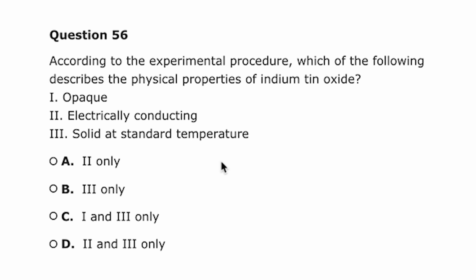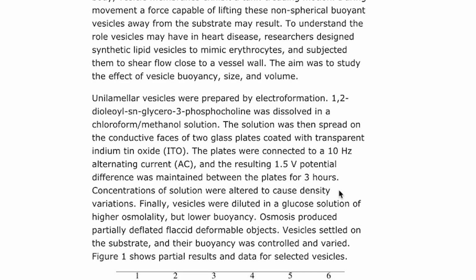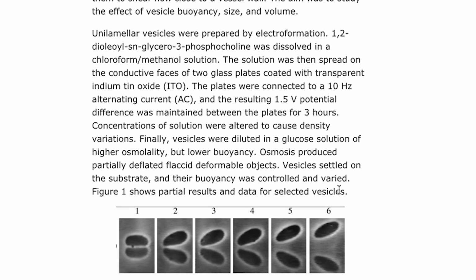So, it doesn't make sense that electrically conducting wouldn't be a property because we just talked about all the electrical current and stuff happening on this. So 2 seems like it has to be an answer. So that would throw out B, which is 3 only, and C, which is 1 and 3 only. And so the question is is it only electrically conducting, which is A, or is it electrically conducting and solid at standard temperature? The thing for me, I don't remember seeing anything about temperature in the passage, about is it heated, is it cooled, etc.